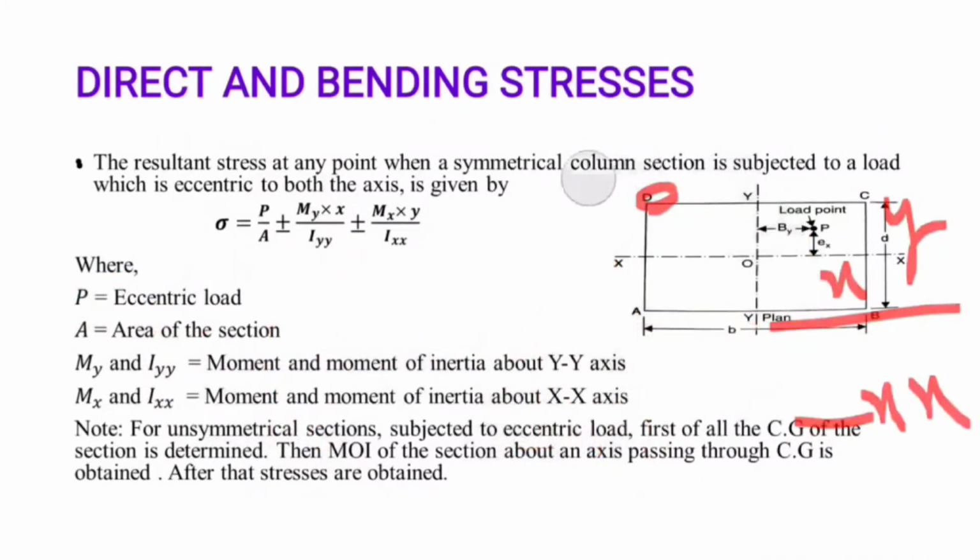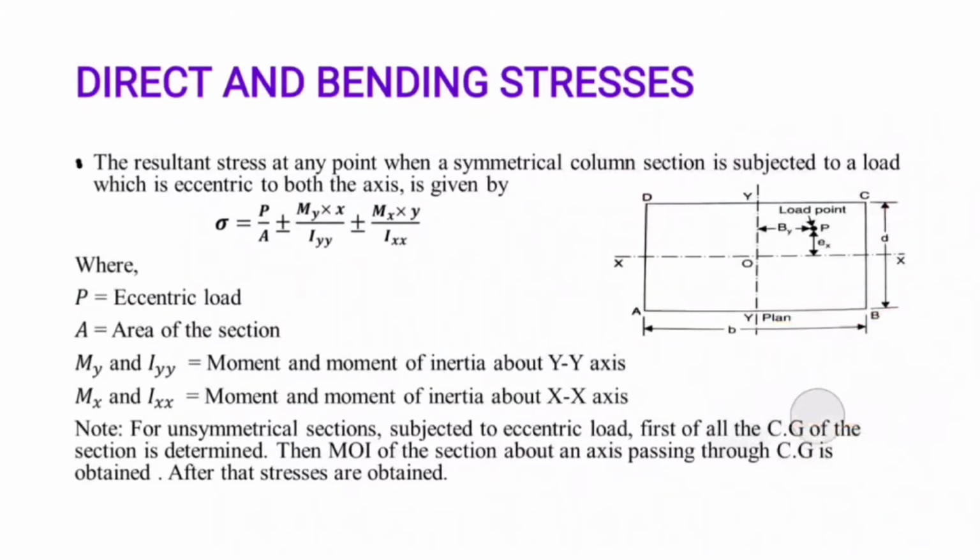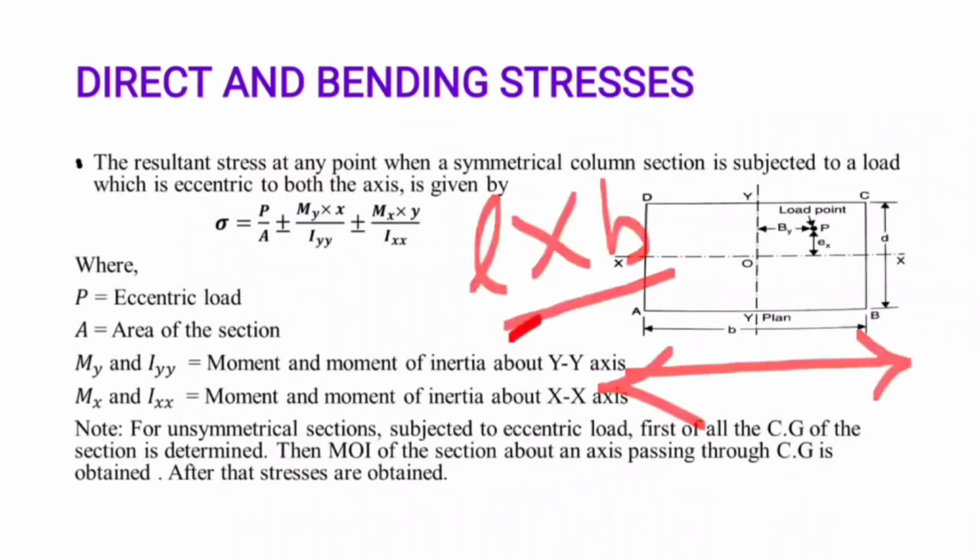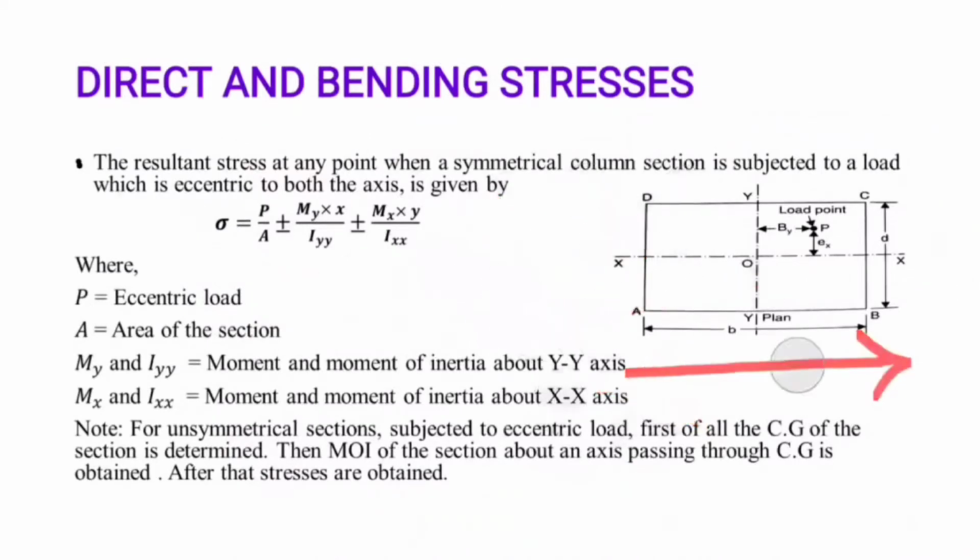What are the terms in the formula? Let's see. P is the eccentric load. A is the area of the section. Area of the section, since it's a rectangle, is L into B. My and Iyy are the moment and moment of inertia about the y axis. Mx and Ixx are the moment and moment of inertia about the xx axis. This is for a symmetrical section.